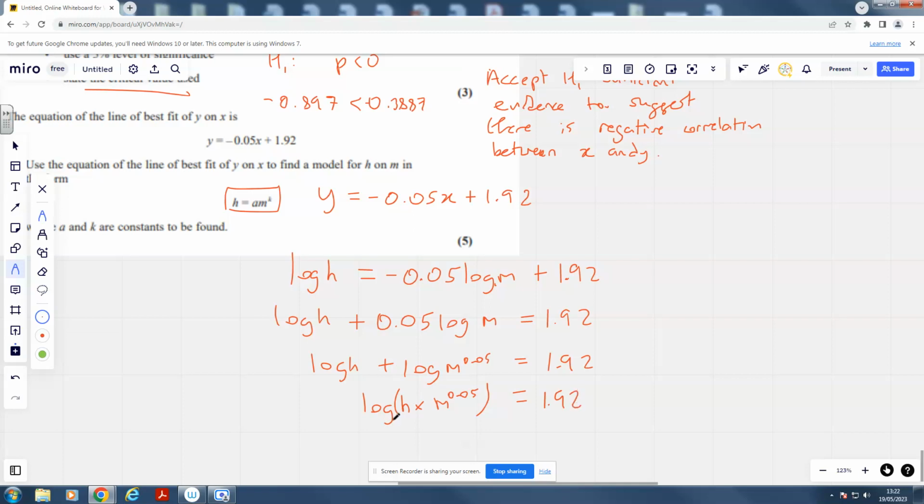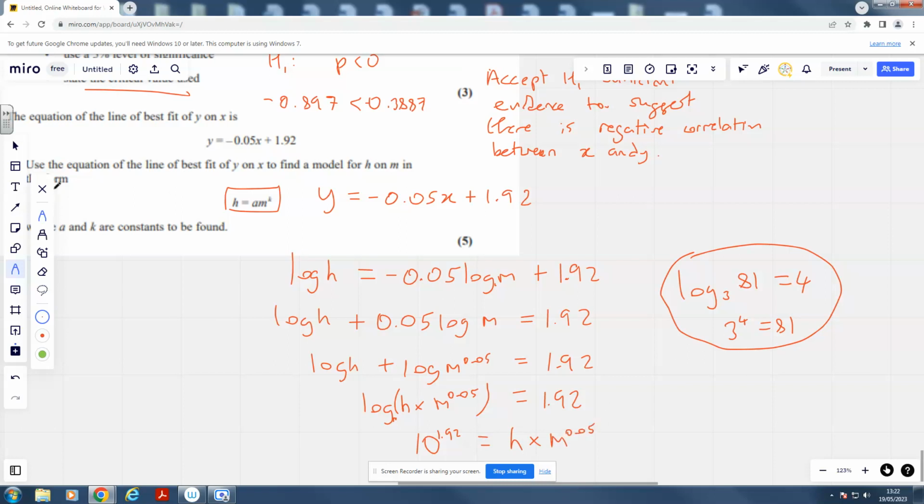And now we can undo the logarithm, yeah? Now remember, this is a rule I often tell people. Log base 3 of 81 is 4. Why is that true? Because 3 to the power of 4 is 81. This just teaches me how to undo a logarithm: I need to do that to the power of that equals that. So I'm going to do 10 to the 1.92 equals h times m to the 0.05.